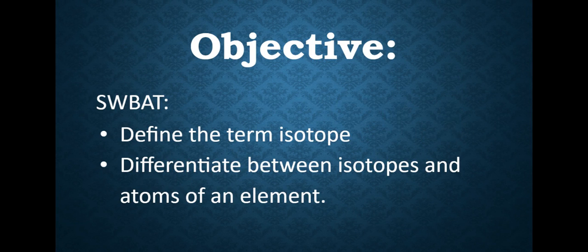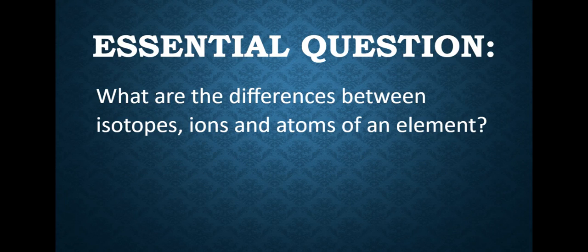Hello. Today we're going to be learning about isotopes. Our objectives are that you will be able to define the term isotope and differentiate between isotopes and atoms of an element. The essential question is, what are the differences between isotopes, ions, and atoms of an element? We'll be focusing on this essential question for about the rest of the unit.